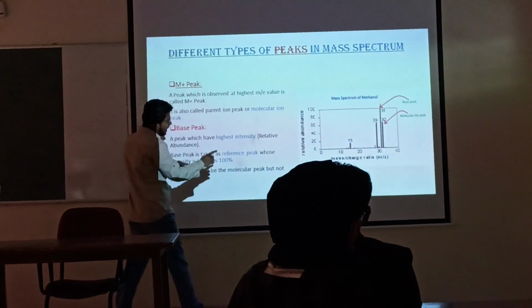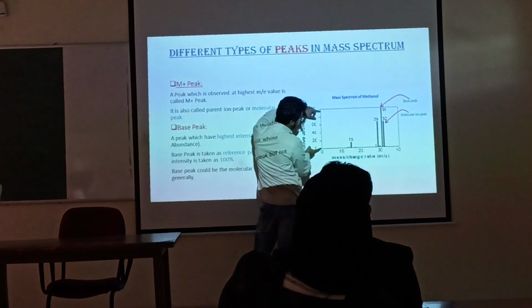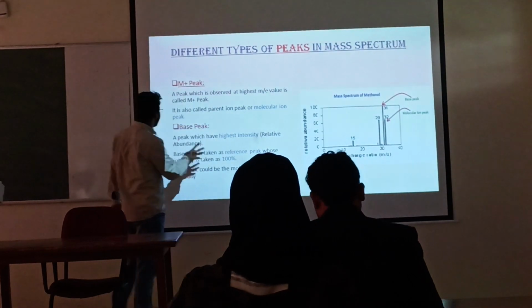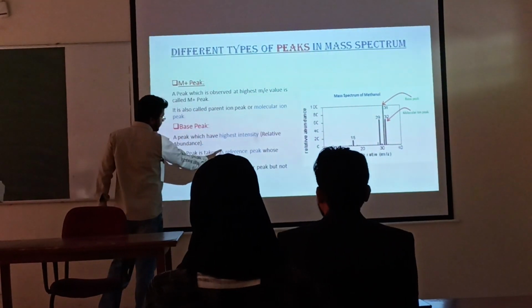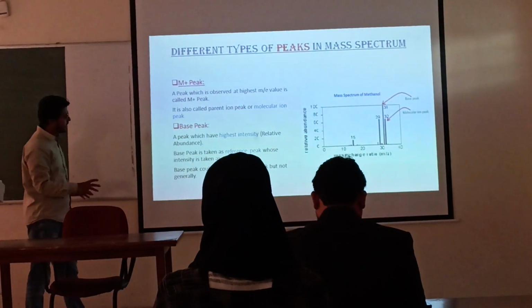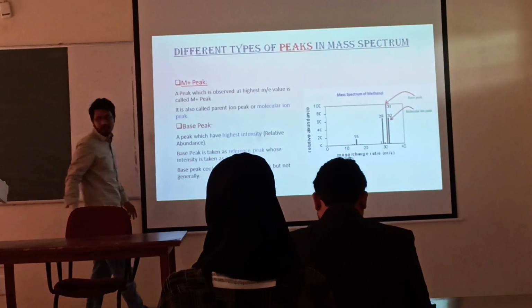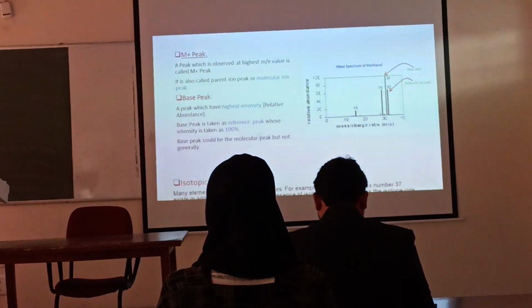Base peak: on the y-axis there will be the highest value. It means the intensity will be highest. Then we can call that peak a base peak. The base peak is taken as the reference peak whose intensity is taken as 100%, and the other peaks are analyzed according to the base peak.